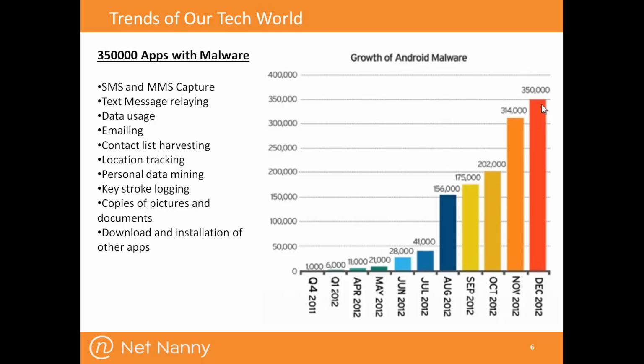So that's a lot of mobile apps that have malware embedded in them. A real common question is, what is malware? What does that do? Why do I care? Why does it matter to my family? I have a list here of some things that these malicious or malware apps typically do on our mobile devices. A real common one is they will capture SMS or MMS messages.